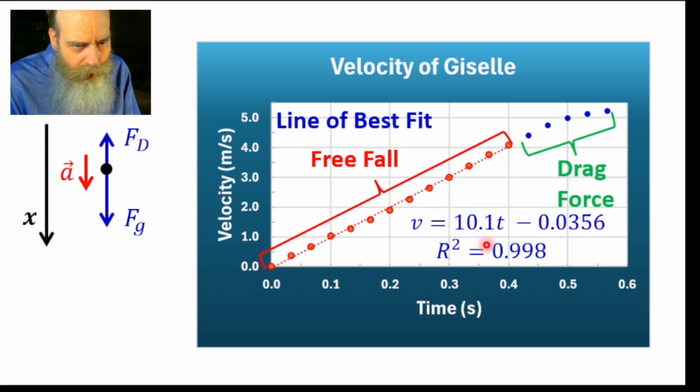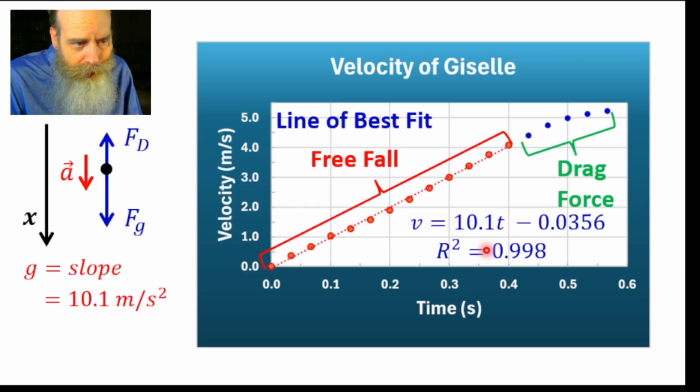The 10.1 in front of the t, that is the slope of the graph. And the slope of v versus t is acceleration. So this 10.1 is the acceleration due to gravity. So the measurement of g was 10.1 meters per second squared. That is 3.1% away from the expected value of 9.8 meters per second squared.